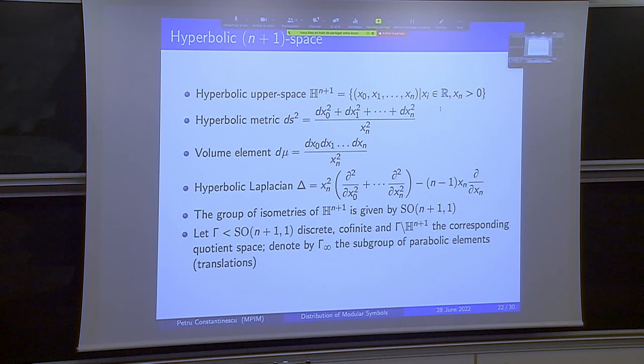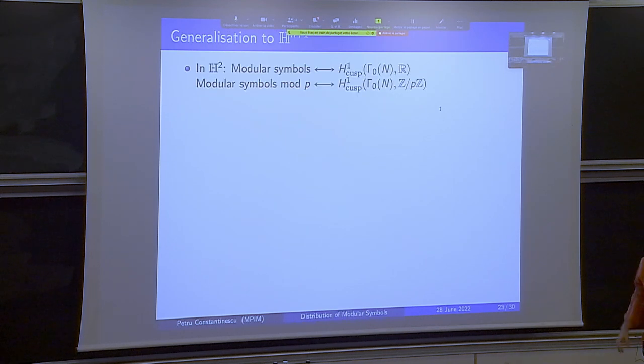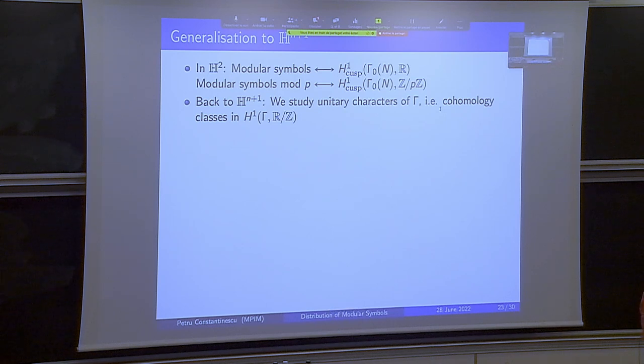And as we saw, we could view modular symbols as an element in the cuspidal cohomology, or elements mod p, we can think of them as elements in the cuspidal cohomology with coefficients in F_p. So in H^{n+1}, we saw that we have this additive map for a modular symbol, so we can think about how characters of gamma behave. In other words, cohomology classes with coefficients on the torus.